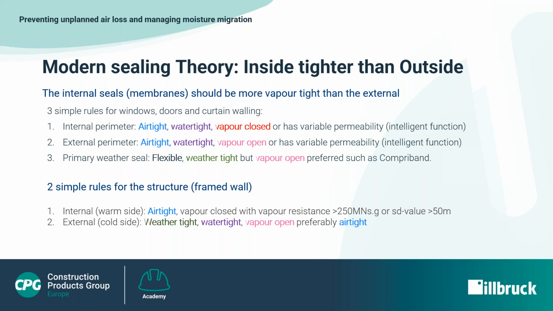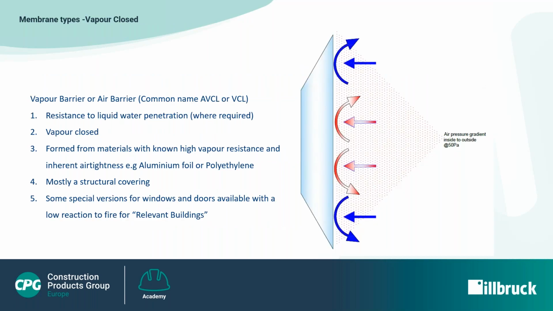2 simple rules also apply to the structure. An internal membrane, airtight and vapour closed, with a vapour resistance of at least 250 meganewton seconds per gram, or an SD value equivalent thickness layer of 50 meters. On the cold side of the wall, externally, we should have a weathertight, watertight, vapour open, and preferably airtight membrane. Vapour closed membranes are most often applied to the internal framed wall between the internal finishes and the insulated framework that makes up the wall.